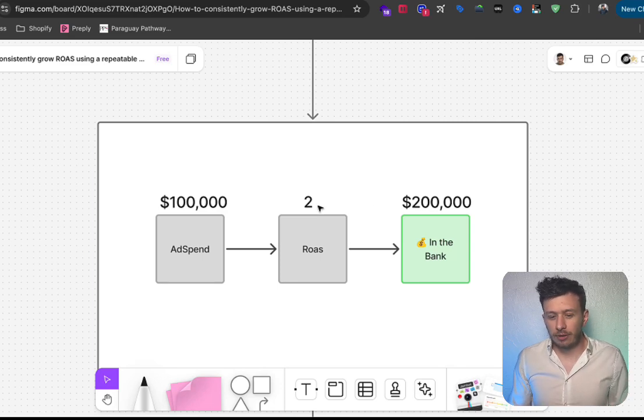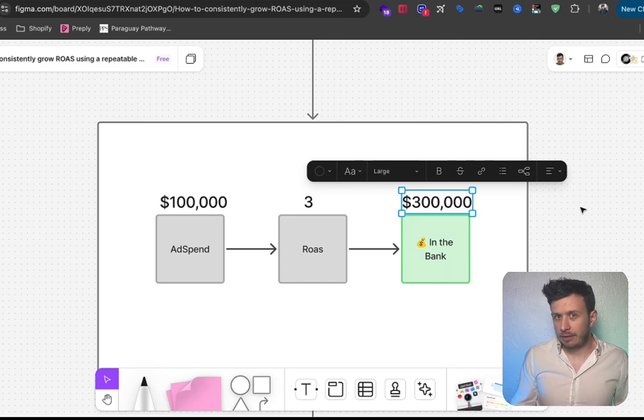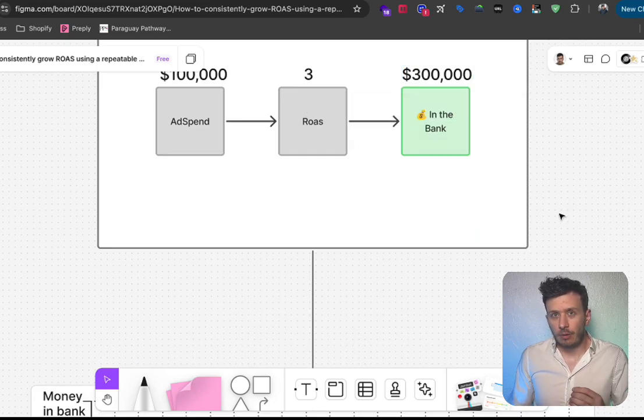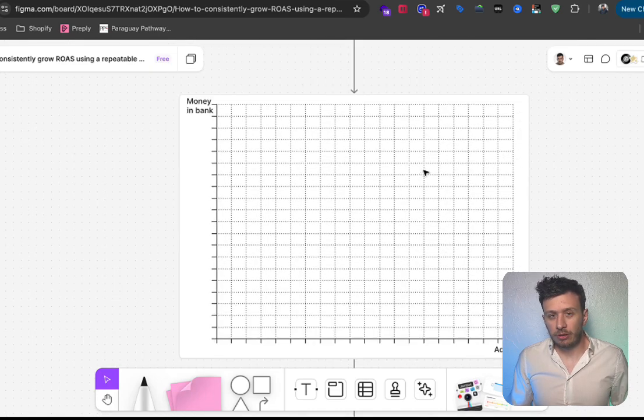Of course we can. We can just increase the return on ad spend. If we put it to 3, then we will have 200K at the end, right? So how do we increase this return on ad spend? I'll show you this. And before that, let's examine what the big difference is between those two scenarios: the scenario where we just increase the money that we spend, and the one where we increase the return on ad spend.